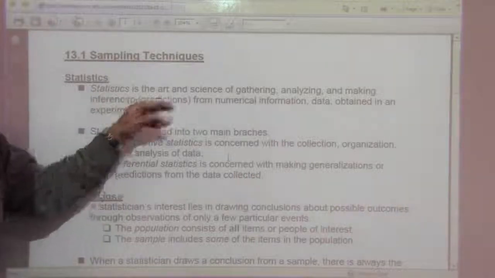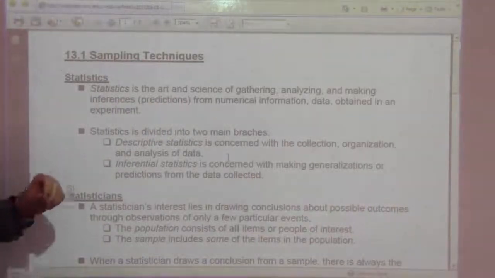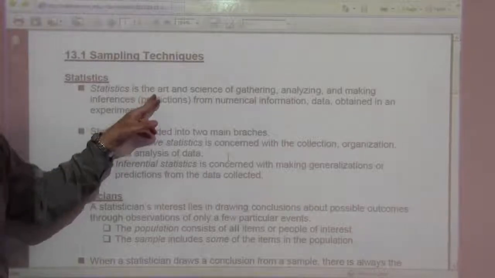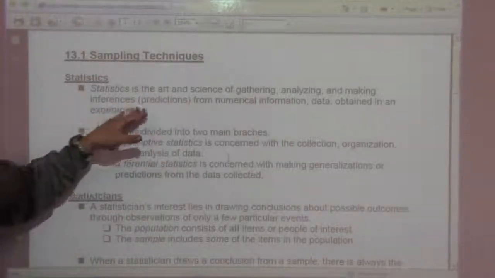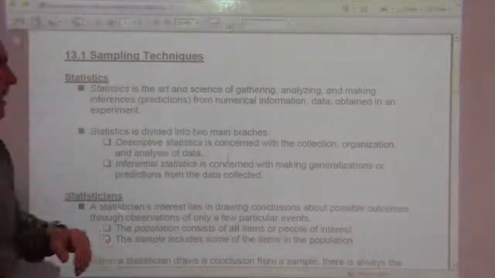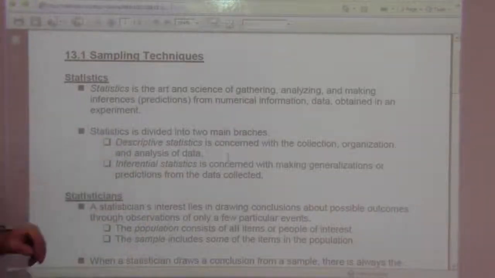Statistics is the art and science of gathering, analyzing, and making inferences. Art might be kind of a funny thing to say, but art and science. Or predictions, making inferences or predictions from numerical information, data obtained in an experiment.